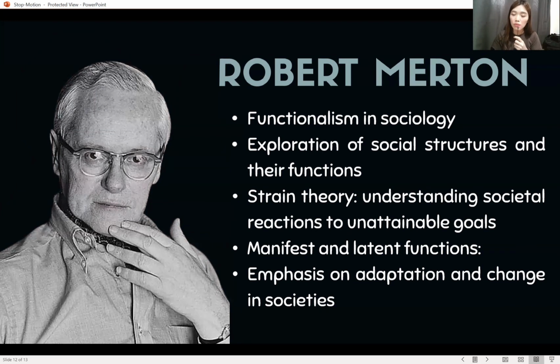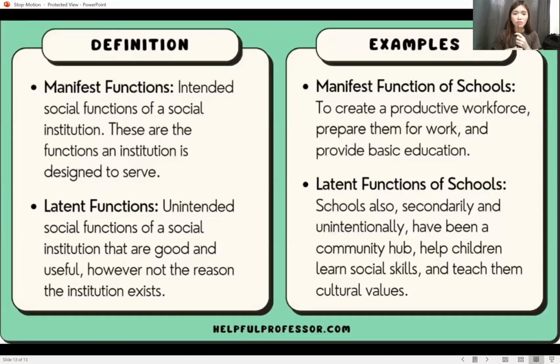He studied about the functionalism in sociology, exploration of social structure and their functions, strain theory, understanding societal reactions to unattainable goals, manifest and latent functions, emphasis on adaptation and change in societies. So one of his biggest contributions, or well-known contribution, is the manifest and the latent function, which is in connection with structural functionalism. So when we say manifest function, we are talking about the intended social functions of a social institution. Take note of the word intended. So, on the other hand, we have latent function, the unintended social functions of a social institution that are good and useful, however, not the reason the institution exists.